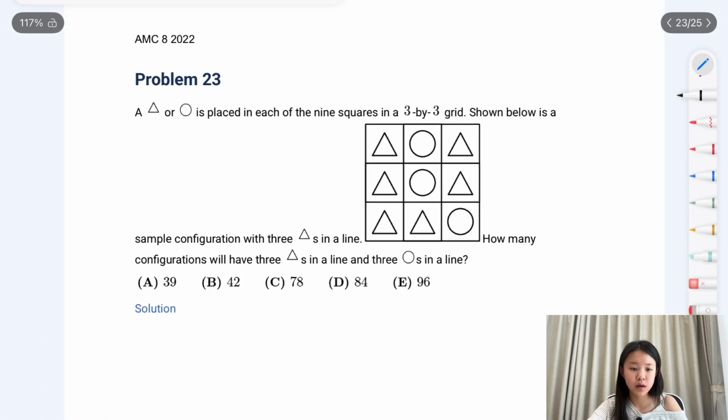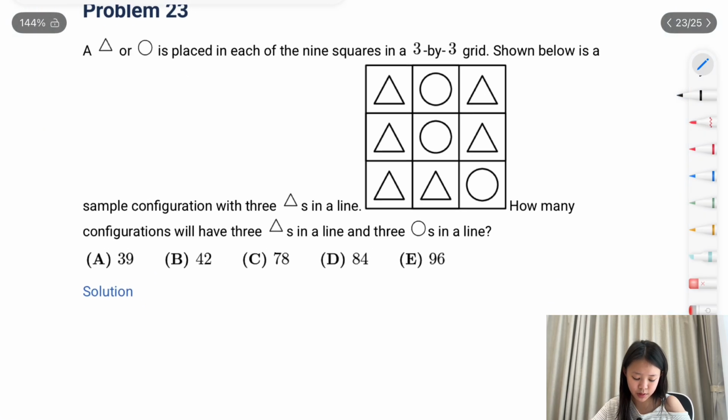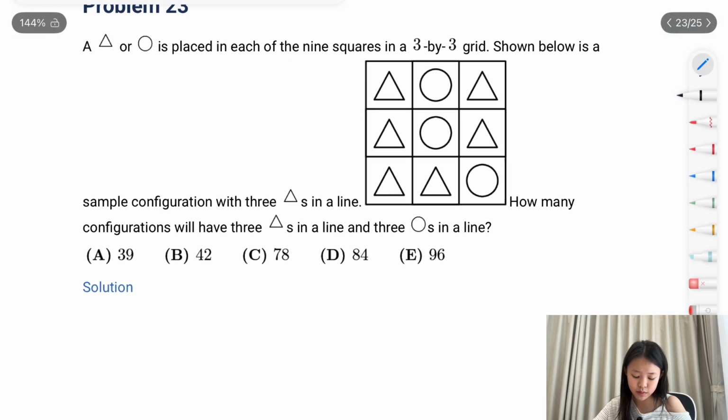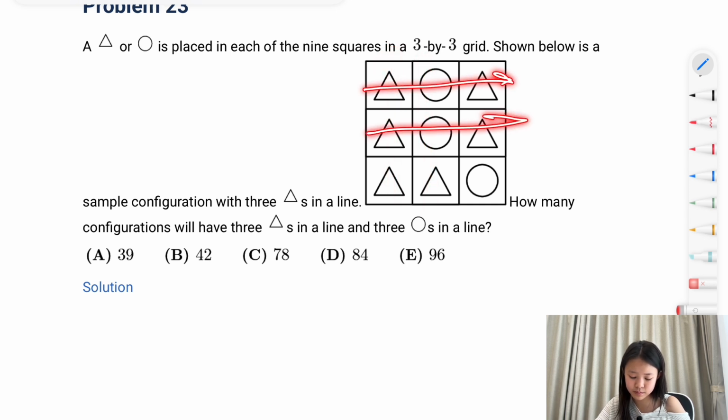Problem 23. A triangle or a square is placed in each of the 9 squares in a 3 by 3 grid. Shown below is a sample configuration with 3 triangles in a line. How many configurations will have 3 triangles in a line and 3 squares in a line? So there's 2 ways that you could have these lines. Either you have them vertically, like this way, or you have them horizontally.